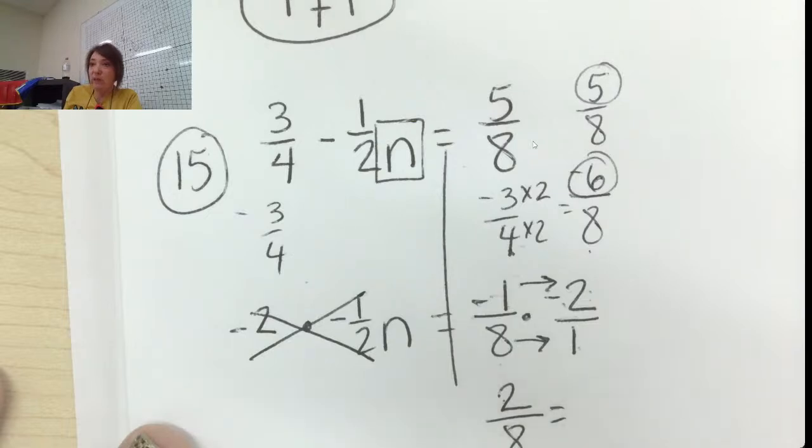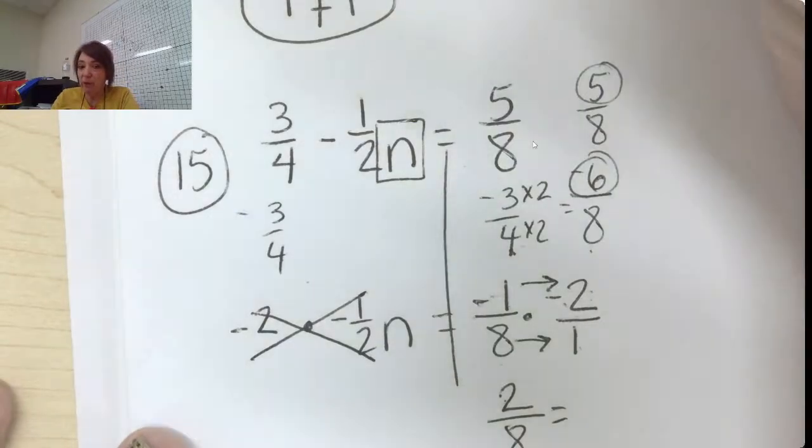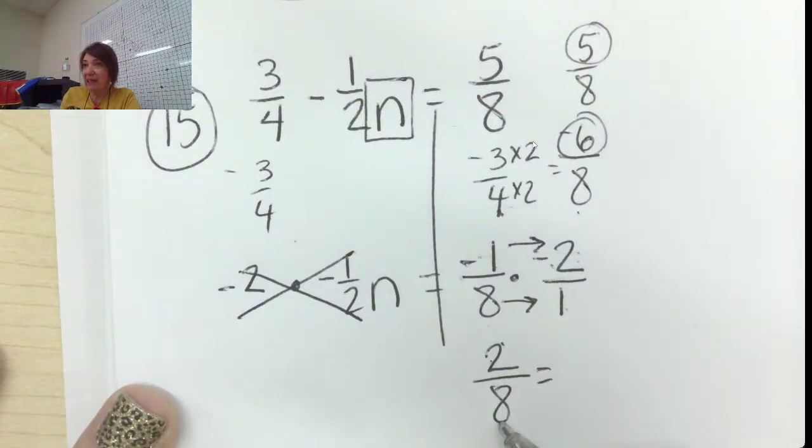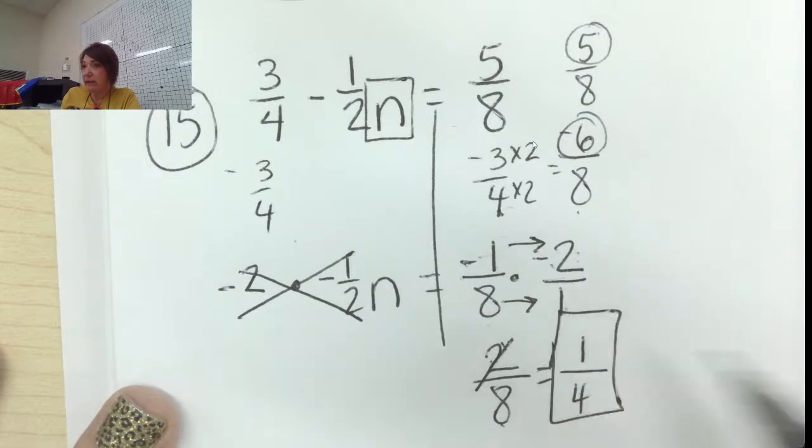And can that simplify? Is there something that goes into both of those things? What goes into 2 and into 8 evenly? 2. How many times does 2 go into 2? How many times does 2 go into 8? That's our answer.